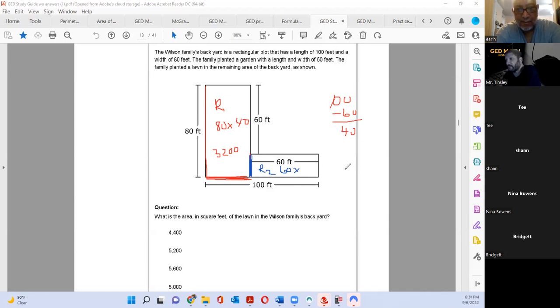Where did you get the 20 from? Because on the left side is 80 feet, and the other part is 60, and from here to here is 60. So because we know these two pieces, we know the missing piece is what? It's 20. 80 minus 60 is 20. So this is 60 by 20. What's 60 times 20?